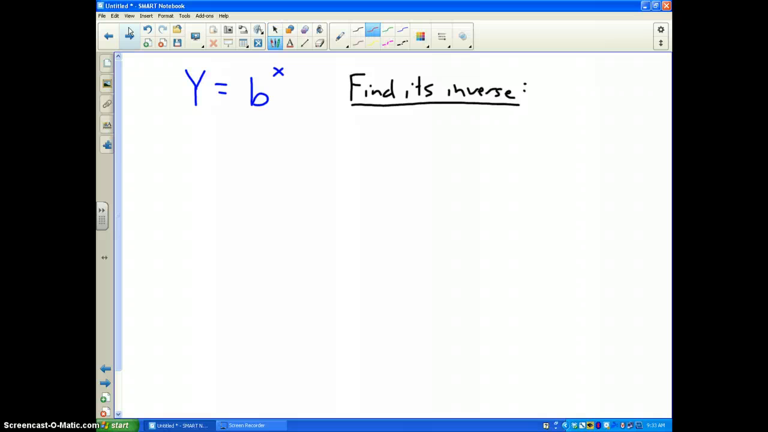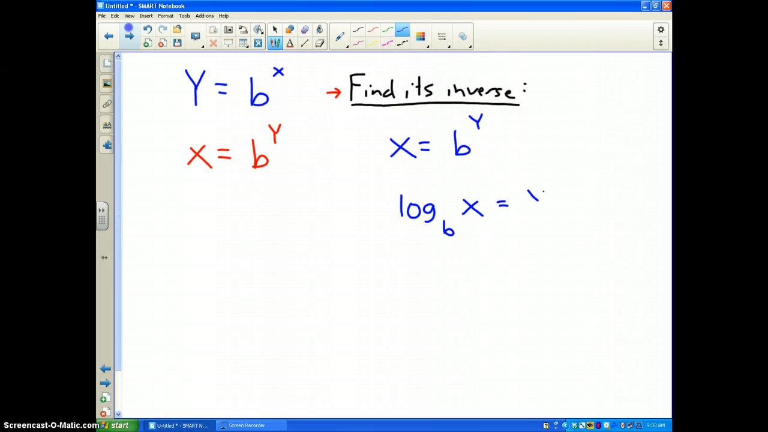All right, here we have y equals b to the x power, and it says find its inverse. Remember from the last section, to find its inverse, we need to switch x and y around, and then solve for y. In order to solve for y, as we just wrote in the last slide, you take the log base b of x is equal to the power y. The power goes there. The base b always goes there. And the x part, or what it equals, goes there.